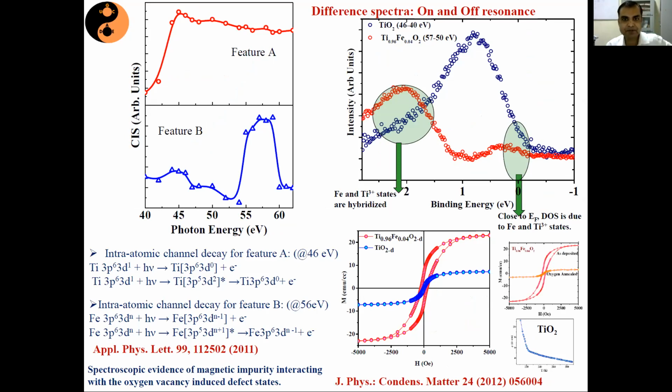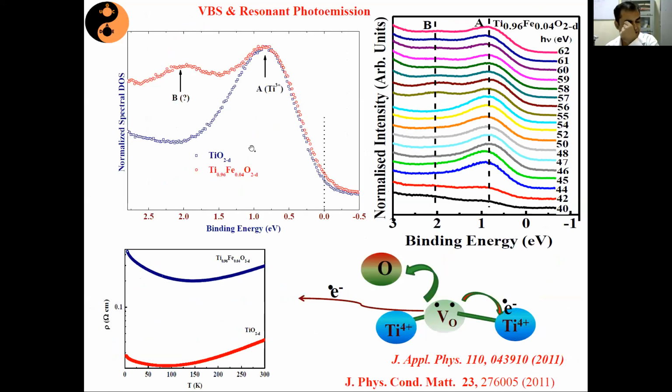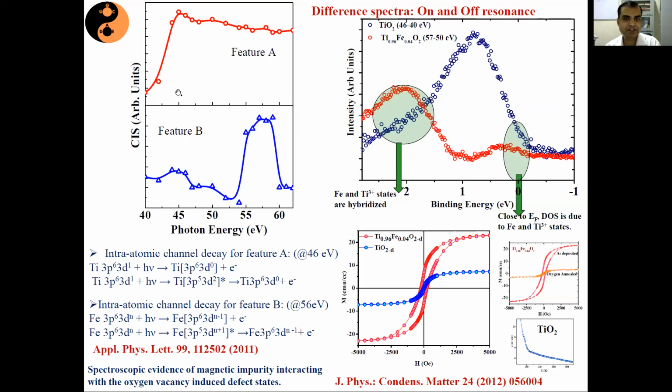So what does it confirm? That feature A arises because of titanium 3 plus, whereas feature B arises because of iron present in the system. Okay, so in this valence band spectra, this was arising because of titanium 3 plus. What was the origin of titanium 3 plus? That was the oxygen vacancy. So the oxygen vacancy induced defect state is forming an energy state very close to the Fermi level, as well as the iron doped state is forming slightly away from that defect state.